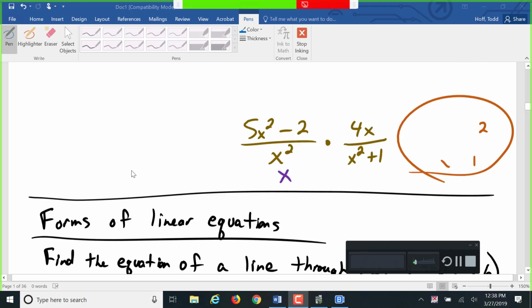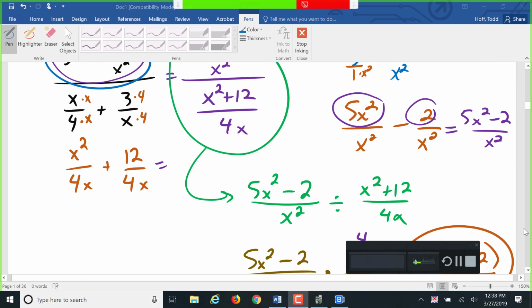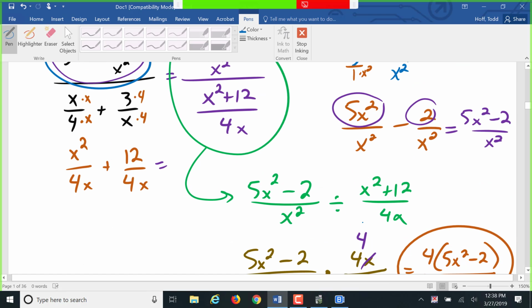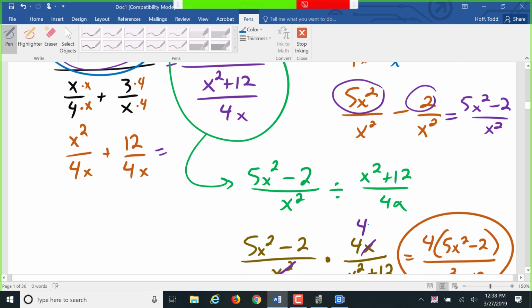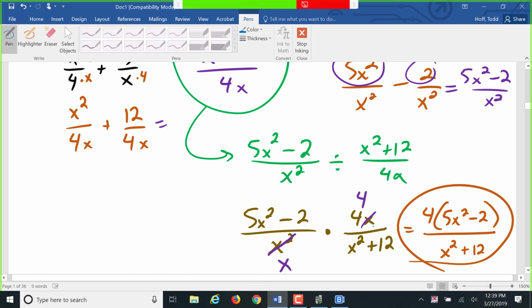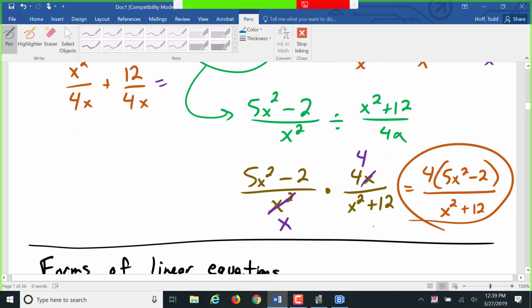Hopefully that's working. I'm not sure what's going on in my recording. Yeah, what do you need from the example here? Oh, I screwed something up there, didn't I? I forgot the x down there. Very good catch. Yes, I did overlook that. That denominator should be x times x squared plus 12.